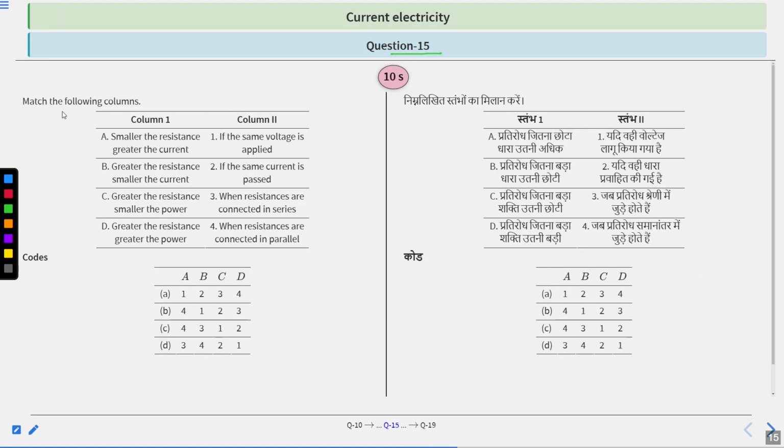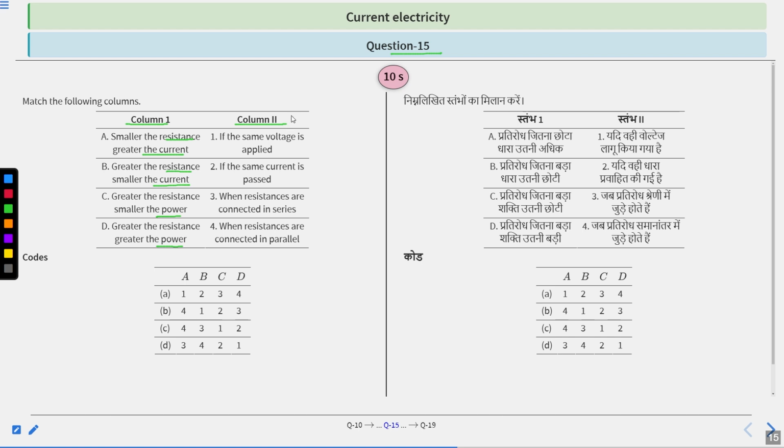Question is, match the following columns. This is column first and this is column second. In column first: A, smaller the resistance, greater the current. B, greater the resistance, smaller the current. C, greater the resistance, smaller the power. And D, greater the resistance, greater the power.